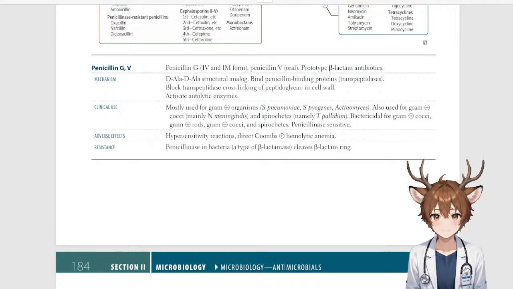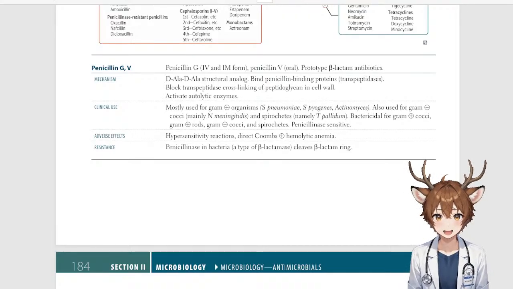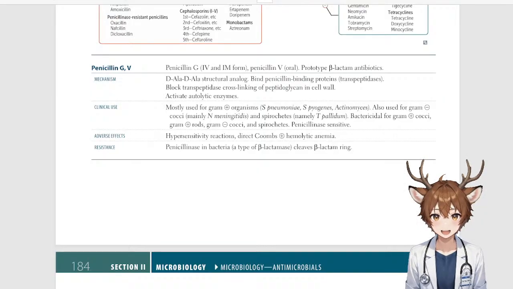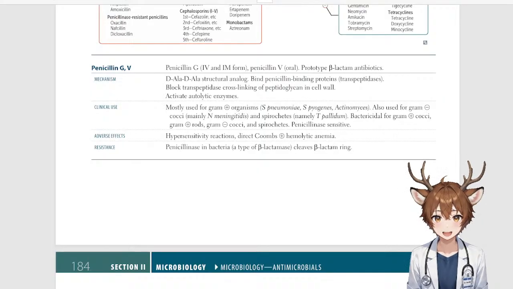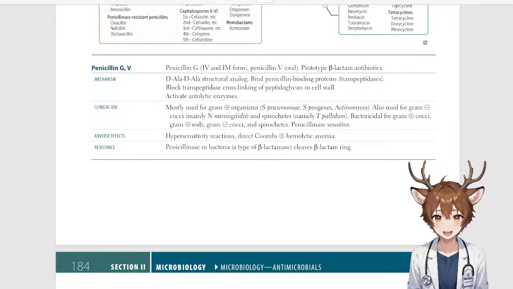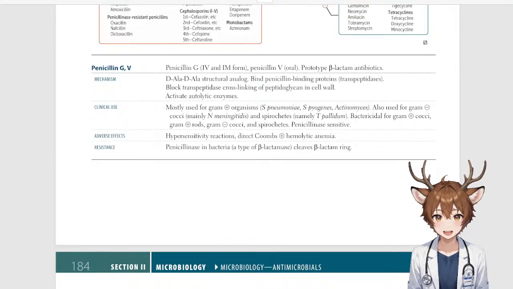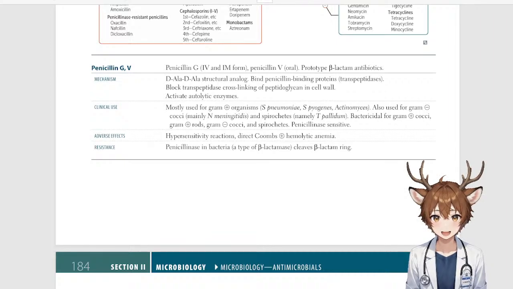Clinical use: mostly used for gram-positive organisms like Strep pneumoniae, Strep pyogenes, and Actinomyces. Also used for gram-negative cocci, mainly Neisseria meningitidis, and spirochetes, mainly Treponema pallidum. Bactericidal for gram-positive cocci and gram-positive rods, gram-negative cocci, and spirochetes. Beta-lactamase sensitive, though. And your book says penicillinase sensitive. Same idea.